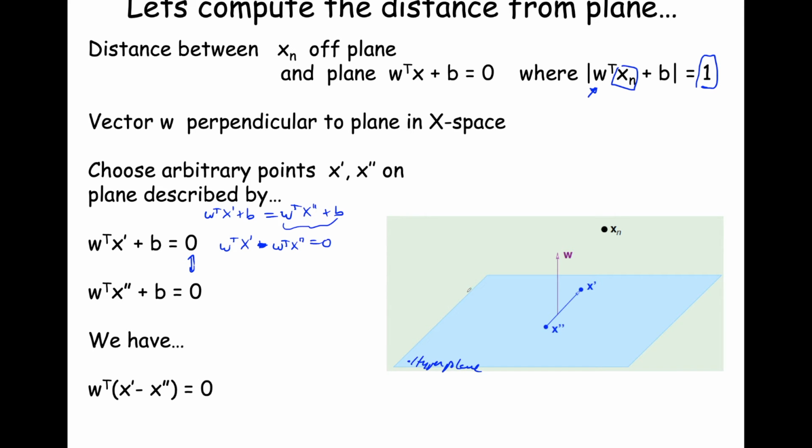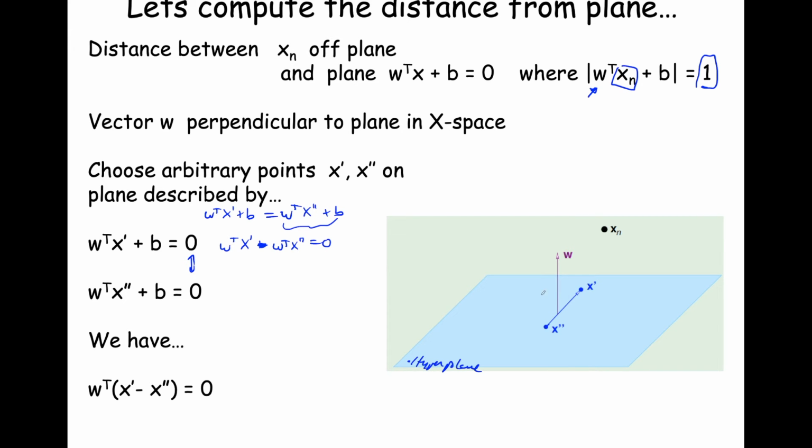Now, of course, we didn't set any restriction on x prime and x double prime. So these could be any 2 points on the plane. And if we look at x prime minus x double prime, that forms a line. It's that line that we draw here where the tail starts at x double prime and the head ends at x prime.